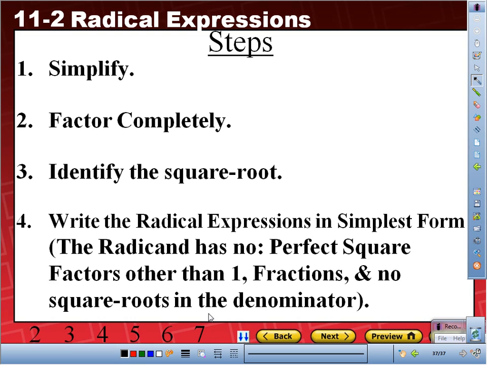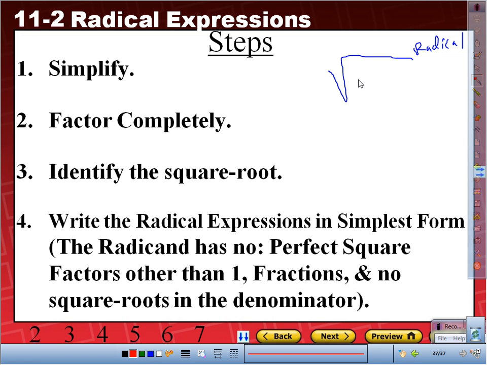Now, for those of us that forgot the terminology for radical expressions, here it goes again. I'm going to write over here on the side. This symbol is called the radical. An expression that's inside, such as x plus 1, is what we call the radicand. And the index is the number outside of the radical. This is the index. Remember that?